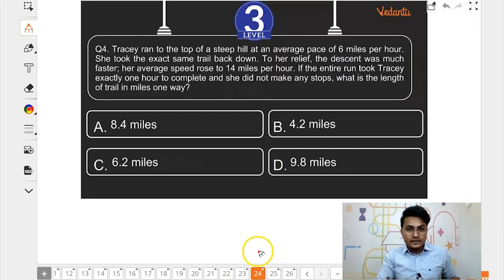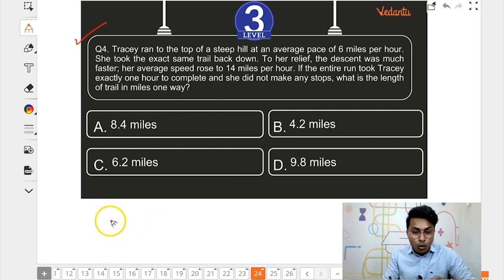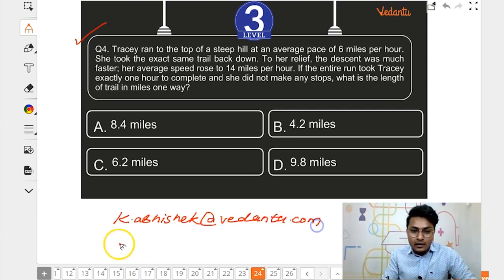The homework for today's session is this, and this is also a very typical level 3 problem. Here also, if you read the question, you will find out that average speed is not given to you. Total distance is also not given to you, and you are stuck to find out the one-way distance. It's a very important numerical. I've given the options also. You can send me the solution to this question as homework at k.abhishek@vedantu.com.